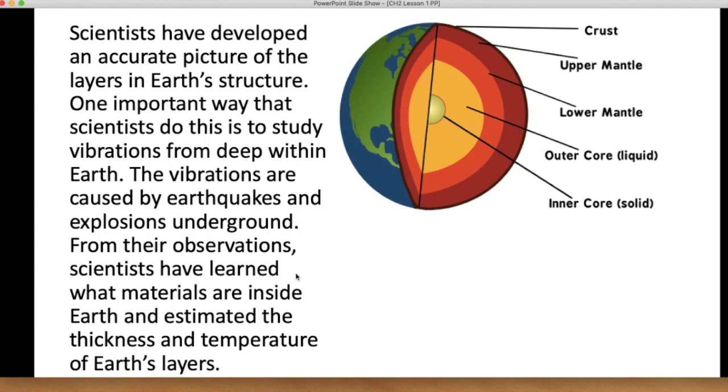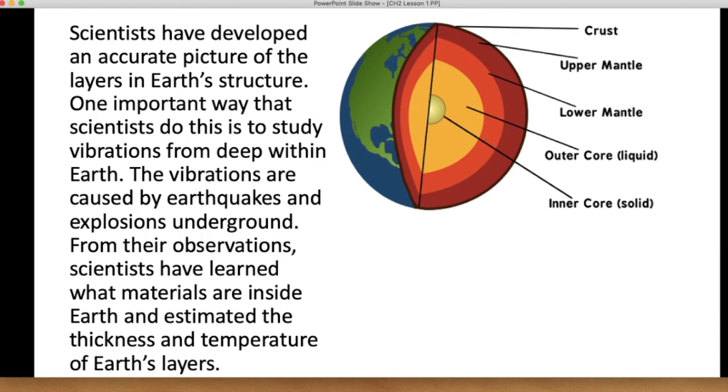Okay, here's that picture I told you about. Scientists have developed an accurate picture of the layers in Earth's structure. One important way that scientists do this is to study vibrations from deep within the Earth. Vibrations are caused by earthquakes and explosions underground. From their observations, scientists have learned what materials are inside Earth and estimate the thickness and temperature of Earth's layers.